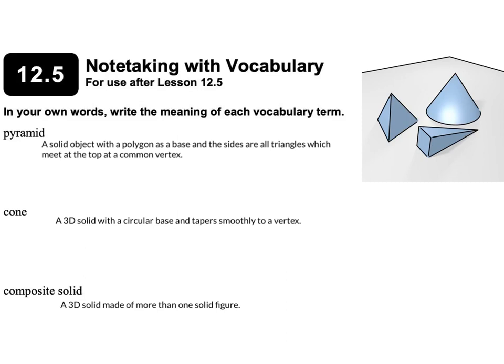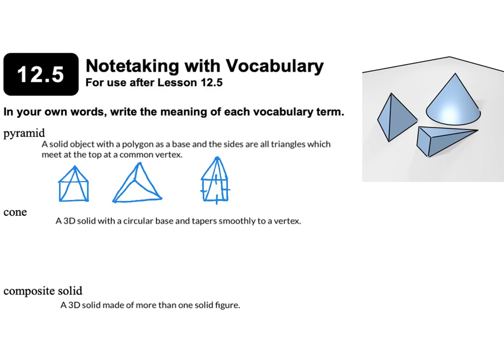Here are your vocabulary words for this lesson. A pyramid is a solid object with a polygon as a base, and the sides are all triangles, which meet at the top at a common vertex. We also name pyramids by their bases. So if the base is a rectangle, it's called a rectangular pyramid. If the base is a triangle, then it's called a triangular pyramid. If it's a square base, then it's called a square pyramid, and so on.